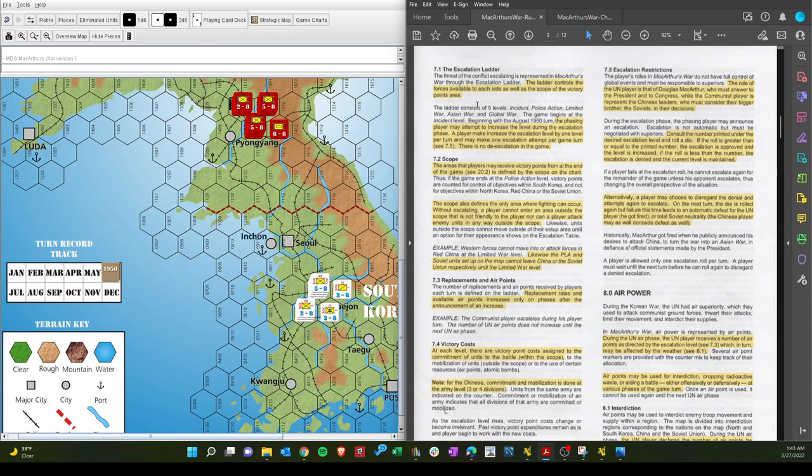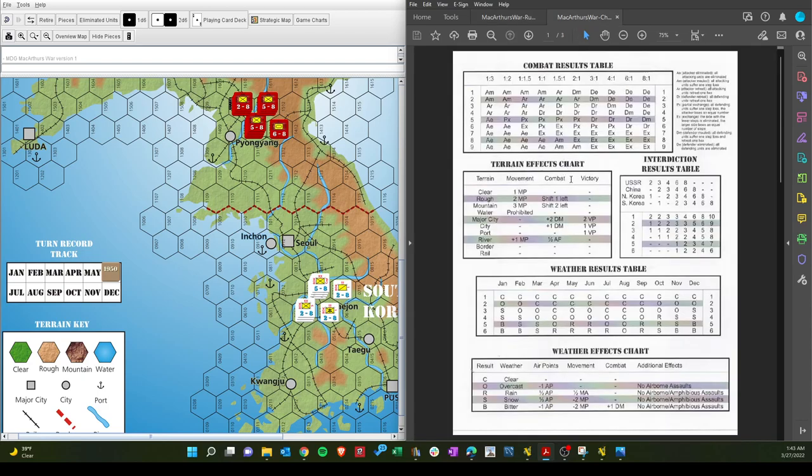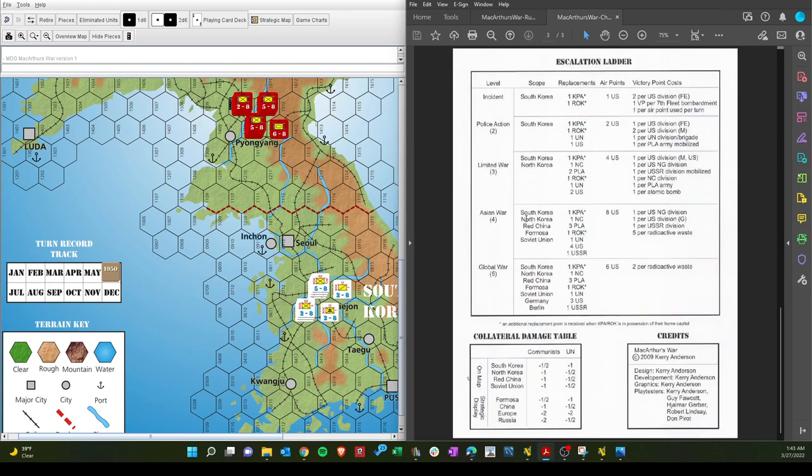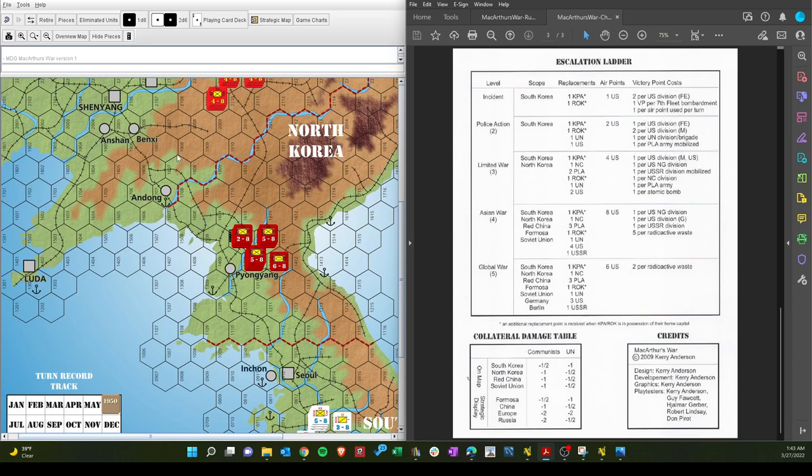Escalation, and we kind of touched on it. Two components to the escalation ladder. We saw where they have an escalation phase, where they can try to escalate. And if we look at that, the scope is first. When we're in the incident phase, the only victory points that count are the ones in South Korea. That's the scope of the battle. When we go to police action, same token, victory points, South Korea. If we can get to limited war, then these in North Korea count, depending on who's taking them, okay?